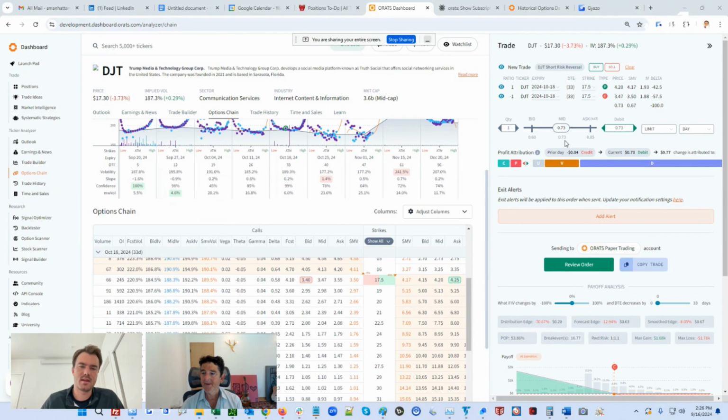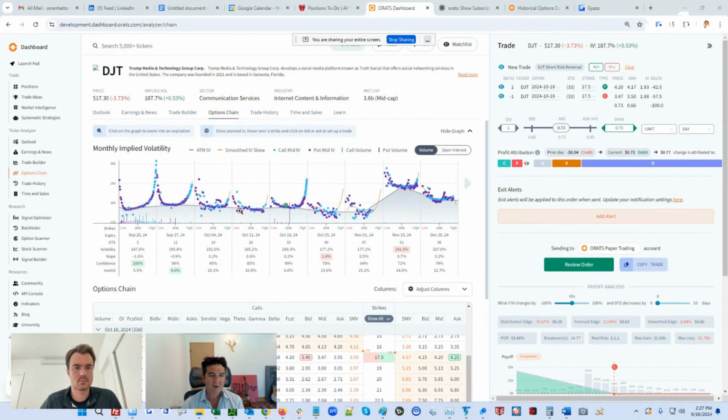Does it have any meaning that our SMV is pretty far below that? Well, the SMV hasn't updated for the hard to borrowness, or that this strike might be different from other strikes. So let's just take a look at it actually. That's a good point, Tyler.